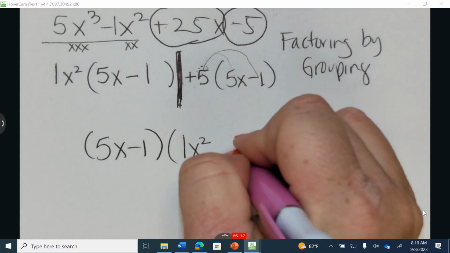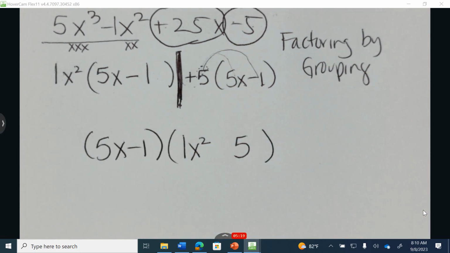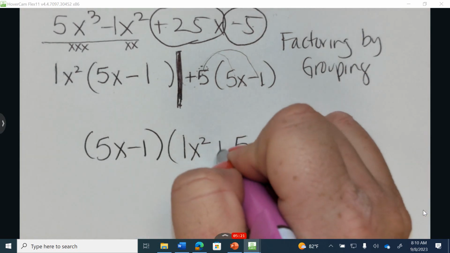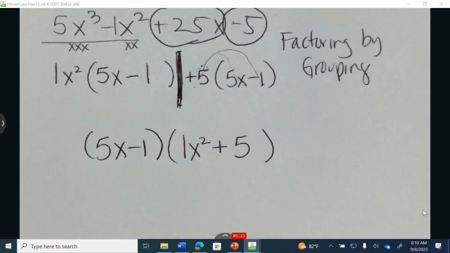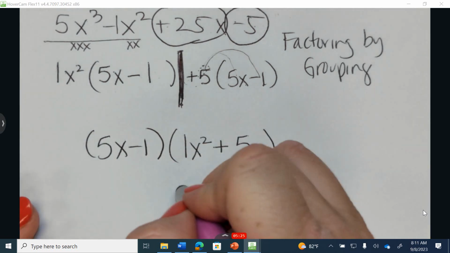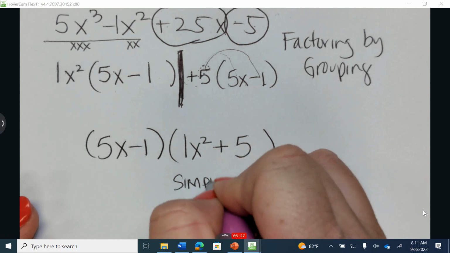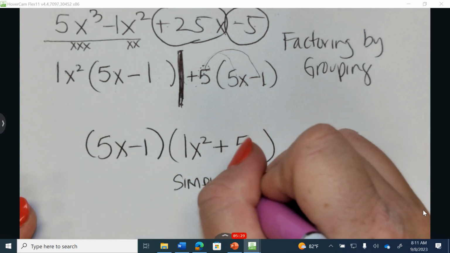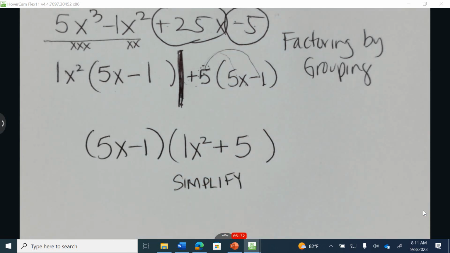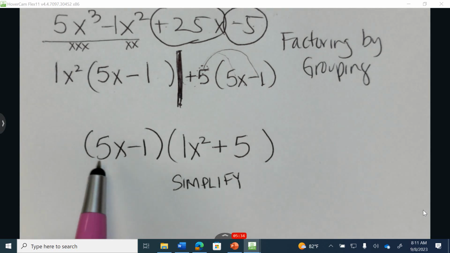1x squared. Got it. What's in front of the second parenthesis? If you only write 5, you're wrong. What is in front of the second parenthesis? Positive 5. Now, we've done everything. The very last part is we're going to ask ourselves, can we simplify this further? Can I divide something out of 5 and 1? No, I can't do anything.